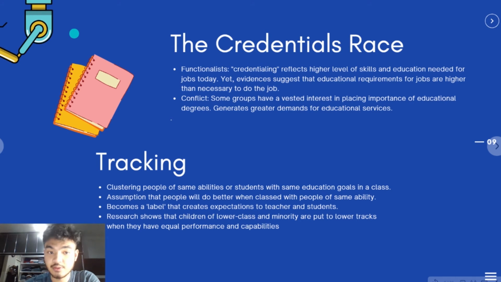Second is tracking, also called ability grouping, which is the clustering of people with the same abilities or students with the same educational goals in the same class. It is done with the assumption that people will do better when classed with people of the same ability. Decisions of tracking are based on students' performance, standardized testing, teachers' judgment, or parent choice.